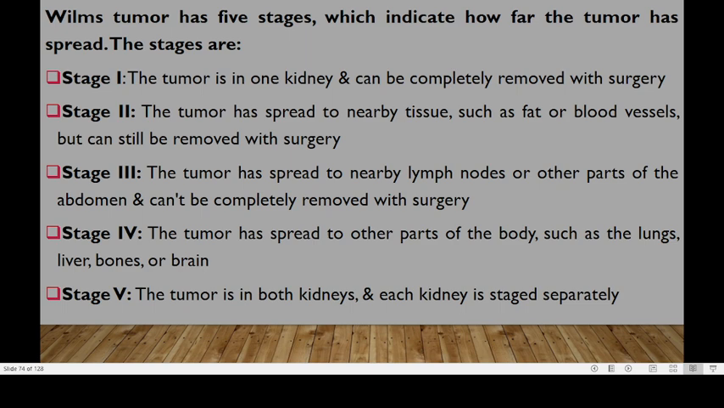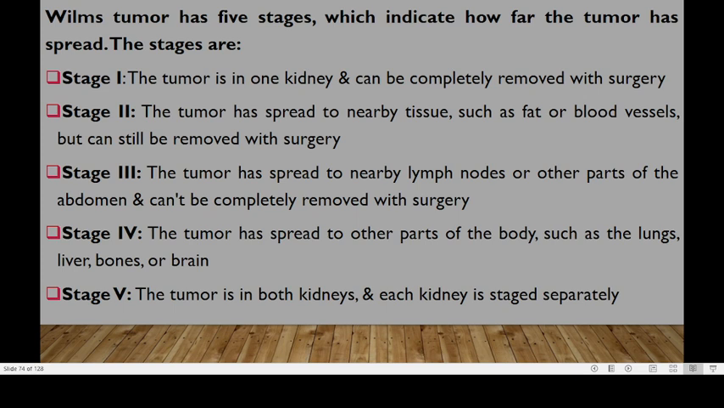Wilms has several stages that indicate how far the tumor has spread. So on the staging, we have stage 1, stage 2, stage 3, stage 4, and stage 5. For Wilms stage 1, this is where the tumor is in one kidney and can be completely removed with surgery. For stage 2, the tumor has spread to nearby tissues such as fat or blood vessels and can still be removed with surgery. For stage 3, the tumor has spread to nearby lymph nodes or other parts of the abdomen and can't be removed with surgery.